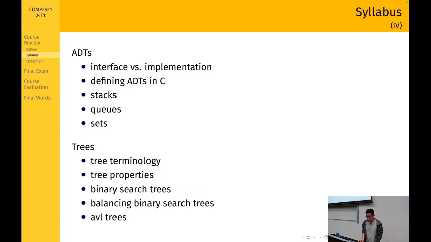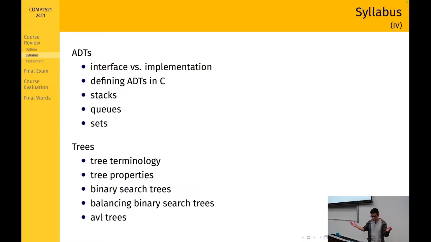Okay, after that, we went on and looked at some ADTs. Right, so we talked about what ADTs were. We covered a few different examples of ADTs, including stacks, queues, and sets. And we saw during our exploration of the different implementations of the set ADT that there are advantages and disadvantages of using an unordered array versus an ordered array, right? So the main thing is that an unordered array is inefficient because it requires linear search, right?